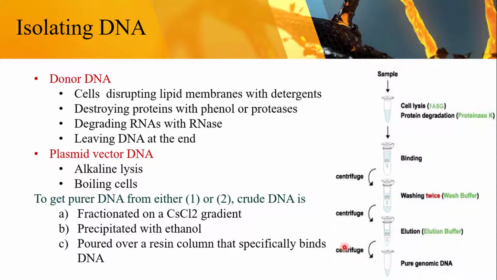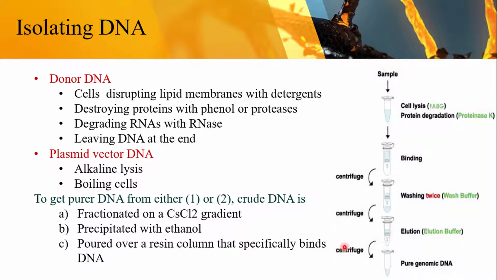Isolating DNA. First, cells are disrupted: lipid membranes with detergent, destroying proteins with phenol or proteases. Proteases are the enzymes that degrade or destroy proteins. To degrade RNAs, the RNase enzyme is used, leaving DNA at the end. For plasmid vector DNA, alkaline lysis or boiling cells is used.